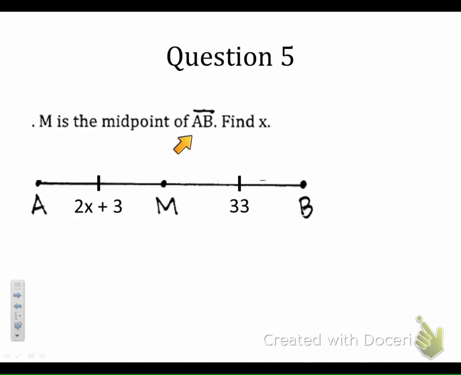M is the midpoint of this segment AB. You need to find X. M is the midpoint of segment AB. Find X. Notice the directions. Directions say midpoint. So these tick marks and these measures are labeling the length from A to M. That's how we know about the whole 180 deal. If I see these tick marks and I'm going from A to M, this is labeling the length.